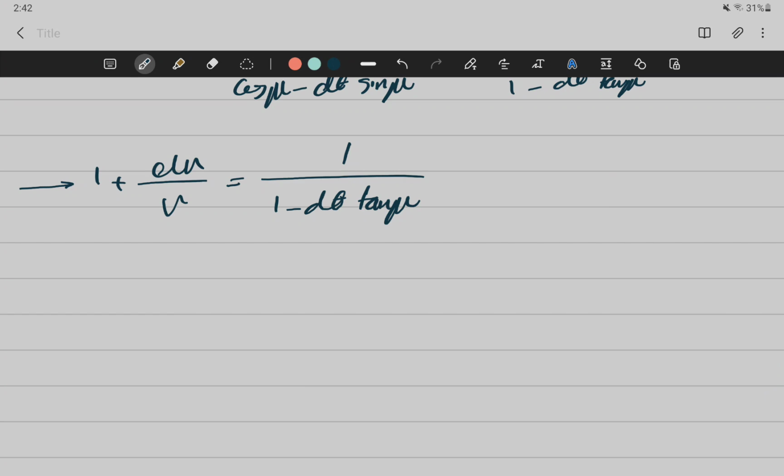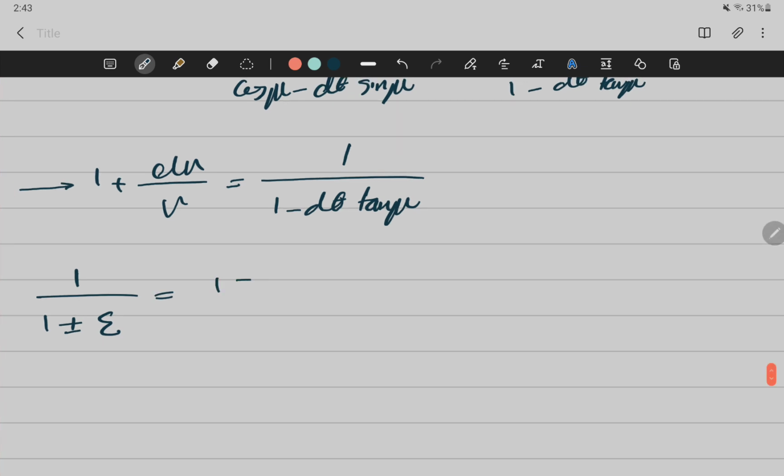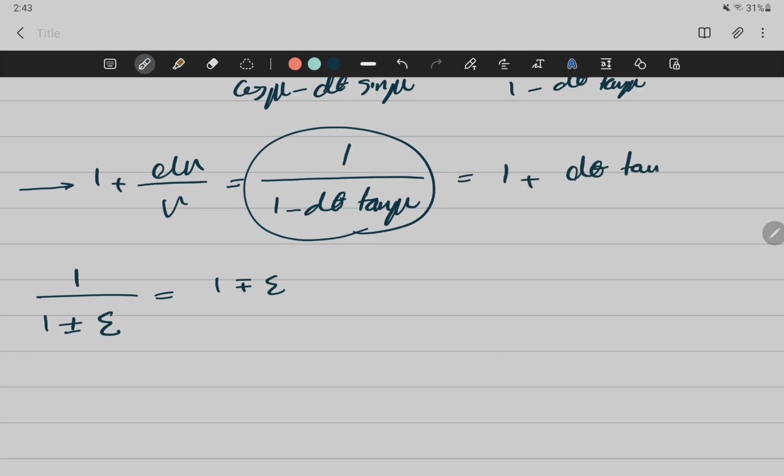We can simplify this further. We have this relationship for small values: if you have 1 over 1 plus or minus epsilon, which is a very small value, this can be replaced with 1 minus or plus epsilon, which means that we can actually replace this with 1 plus d theta tangent of mu. Okay. Do you have any questions?